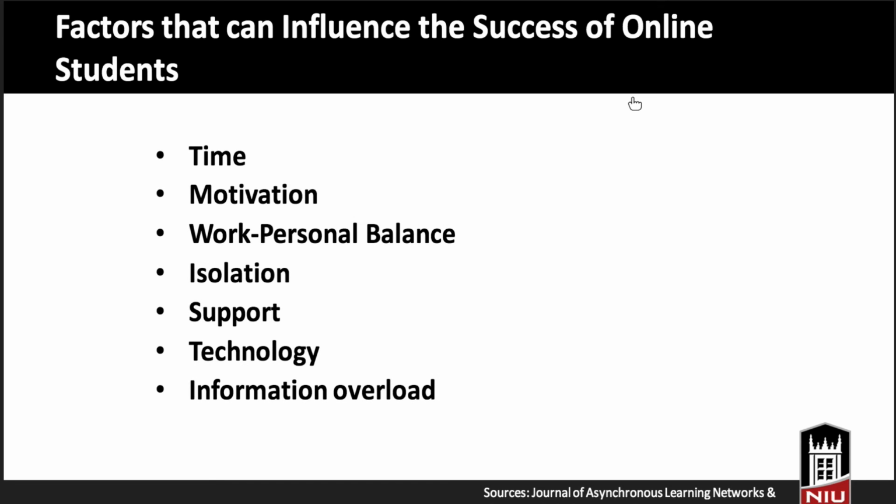So what are we going to talk about? Again, we combined two standards, 7 and 8: accessibility, usability, and student support. And I think in a lot of ways these things tie in together, and that's why it works so well doing this as one workshop. But there are a lot of things that can influence the success of an online student, and so I want to talk about them briefly right at the beginning here.